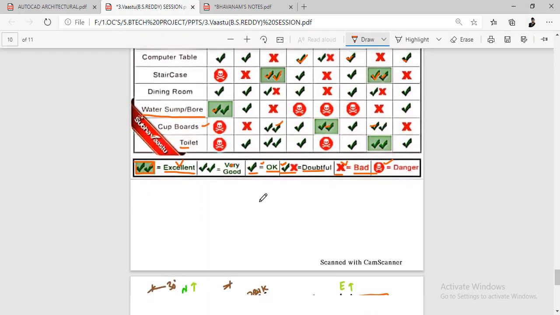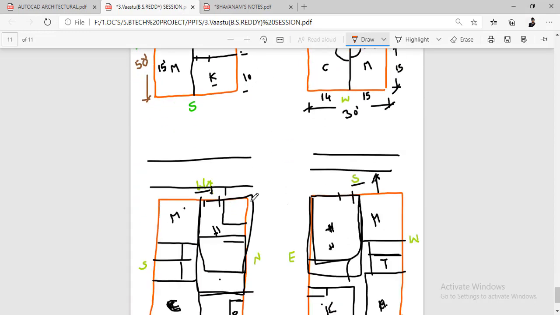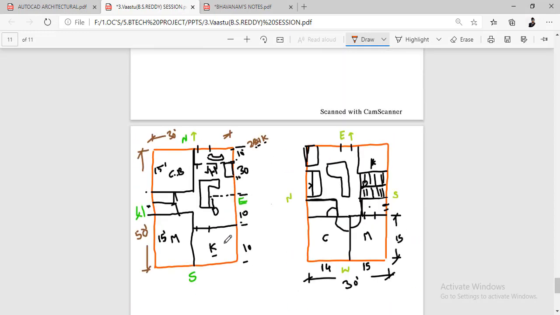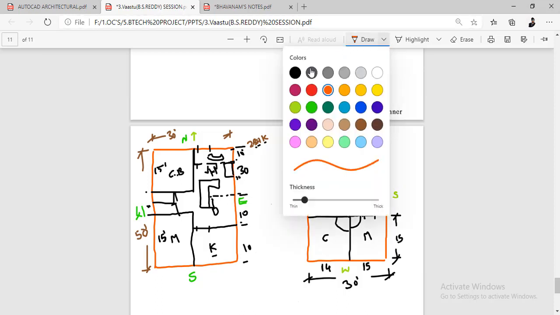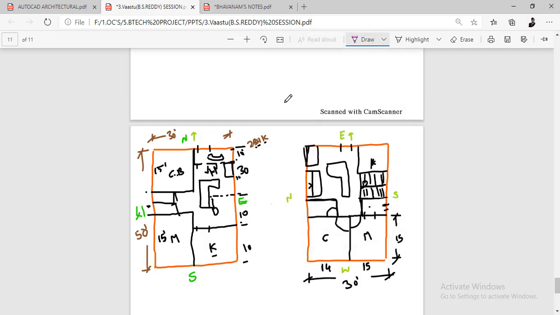And come to here, every floor, every direction vastu. Let me briefly explain these things. See this, this is my north direction flat. So as per this vastu, where I need to provide, if it is a north direction, see, my house will be north direction.